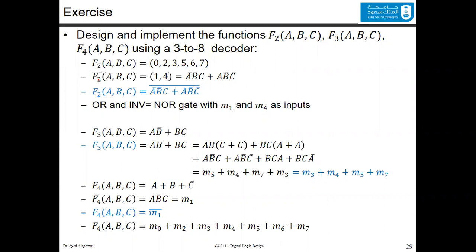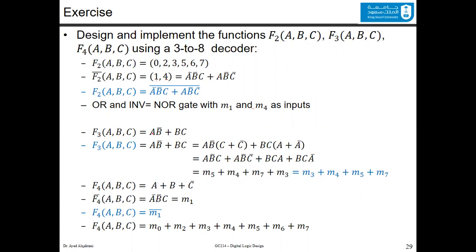So if that's F2 bar, then F2 will be, you will take this function and you will put a bar on top of the whole thing. The idea here is that the OR with the inverter will be an OR gate with 2 minterms, M1 and M4. And this is what we are going to do in the block diagram.